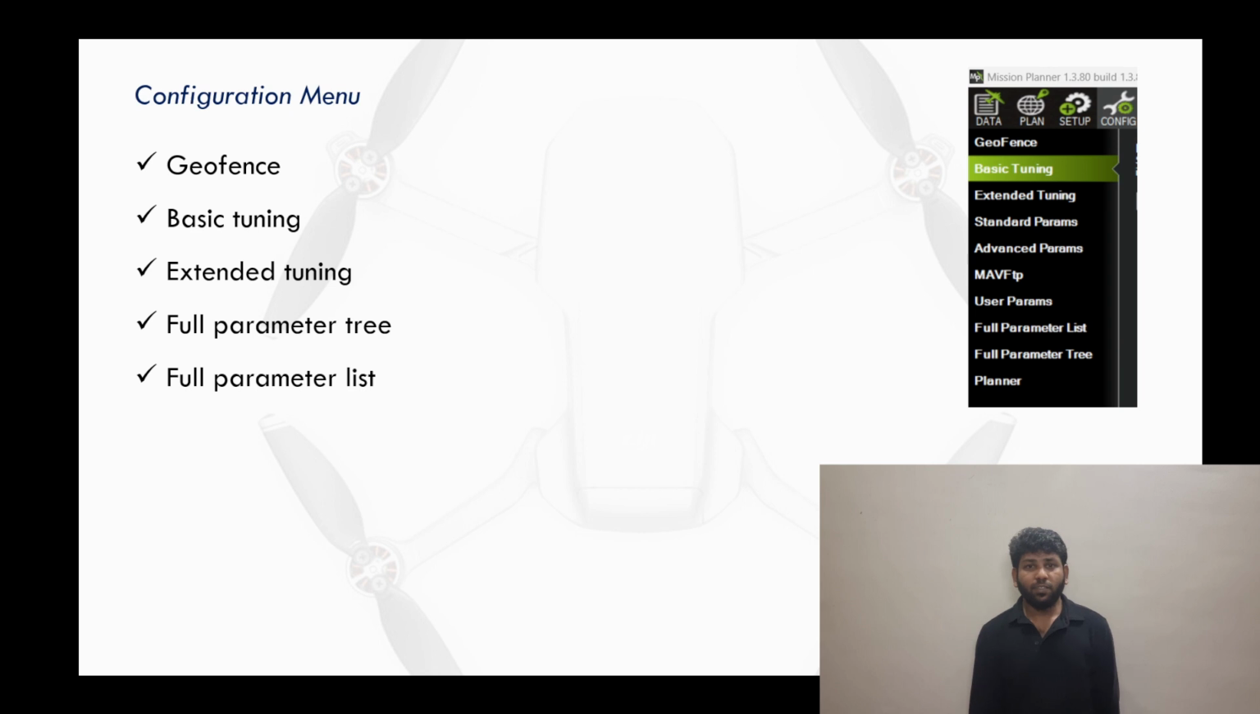By accessing these configuration options in Mission Planner, user can fine-tune your drone performance, set up geofencing for safety and adjust various parameters to meet your specific requirements and preferences. So these options provide flexibility and control over the drone behavior and operations.